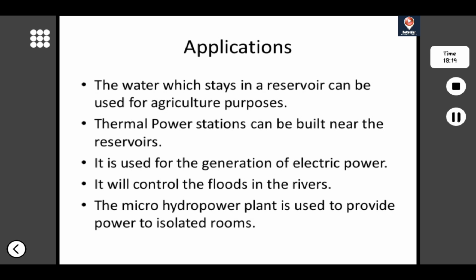And we all know the main application of this power plant is to generate electricity. And another important application is that due to the building of a dam, it can control the floods in the river. And the micro hydro power plant is used to provide power to isolated places, that is, small rooms can be provided with power from this hydro power plant.